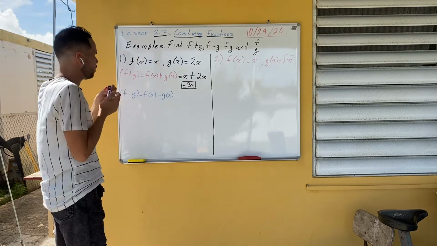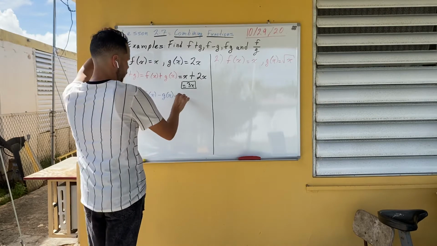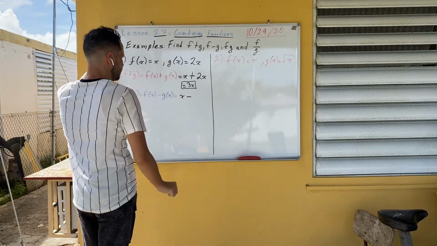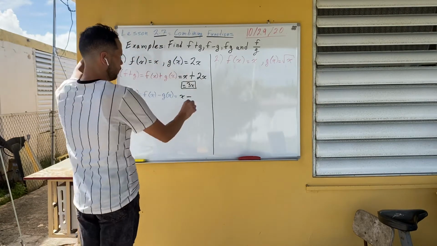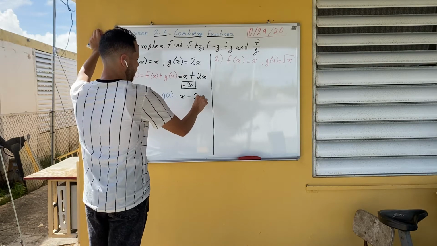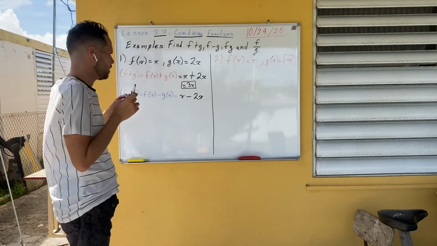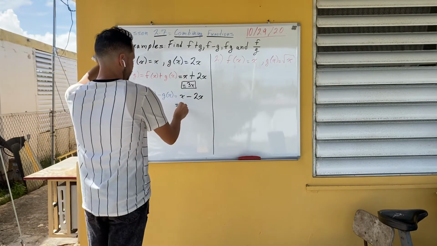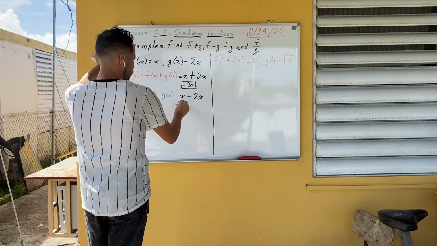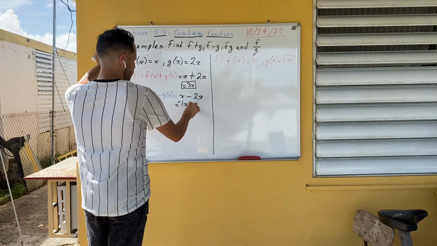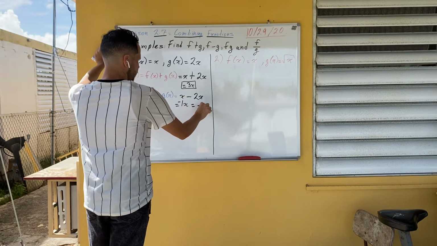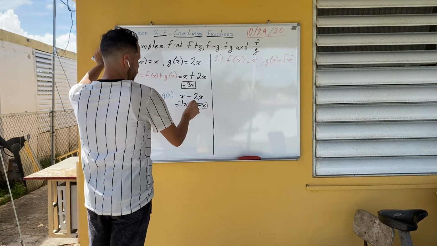So f of x is x, right? And it's going to be x minus g of x, that is 2x. So we're going to subtract x minus 2x, and that is negative 1x, or the same as saying minus x. So either of them is correct.